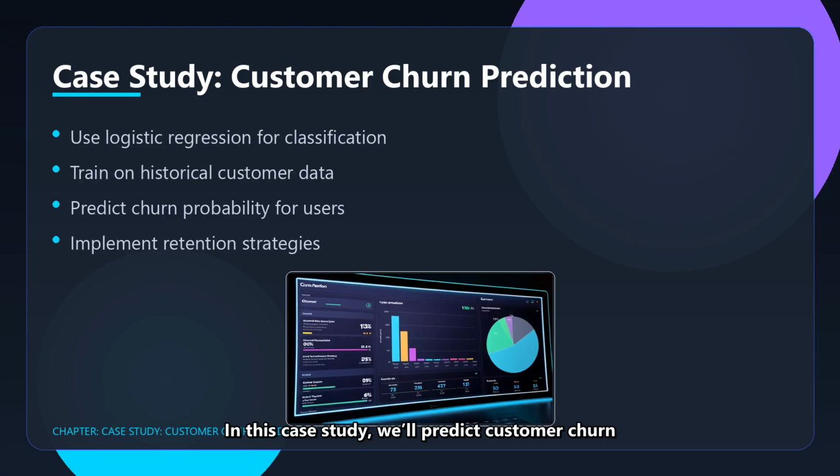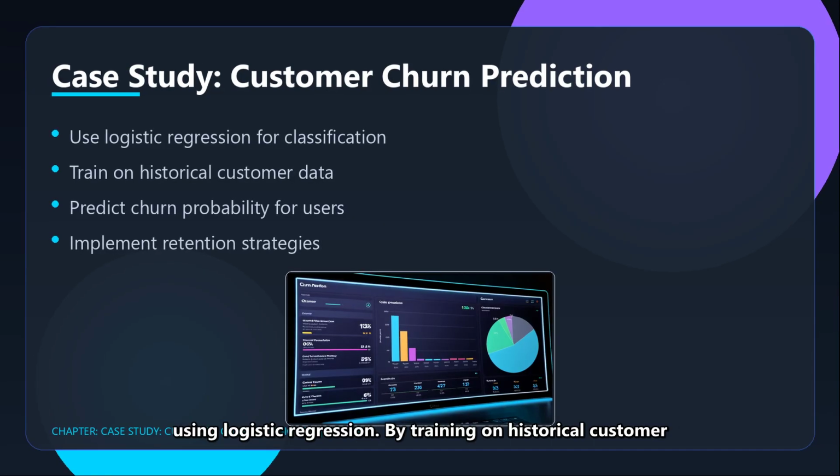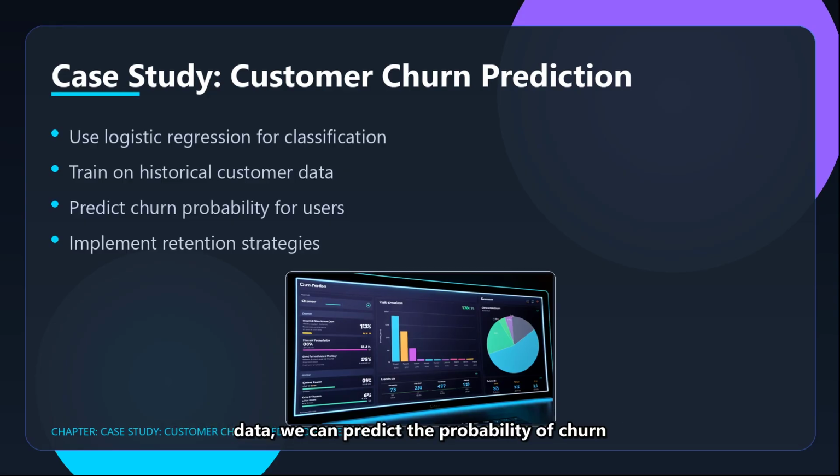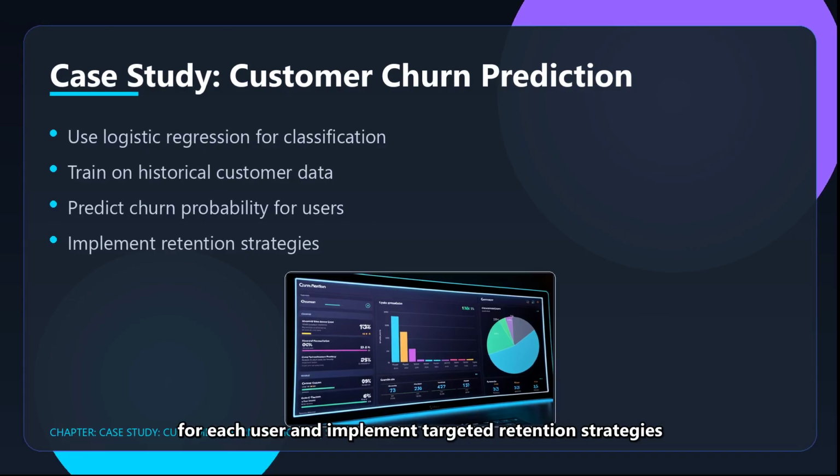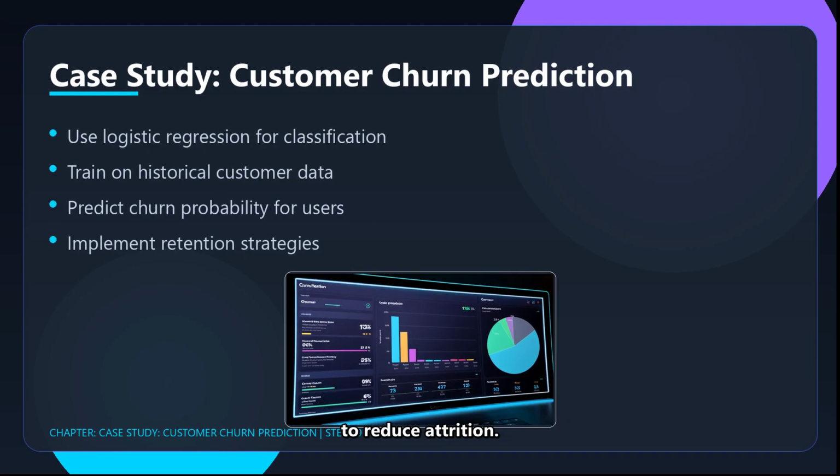In this case study, we'll predict customer churn using logistic regression. By training on historical customer data, we can predict the probability of churn for each user and implement targeted retention strategies to reduce attrition.